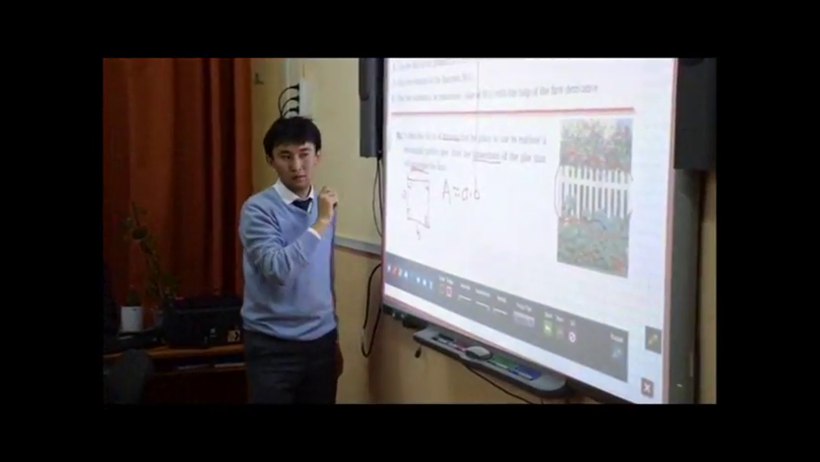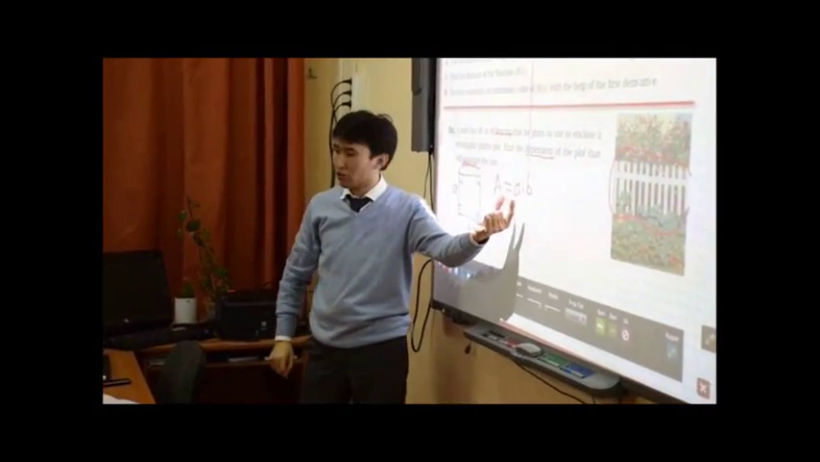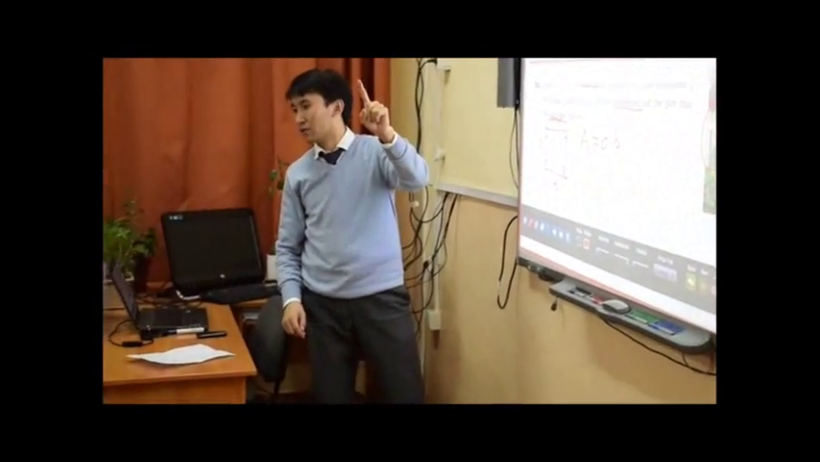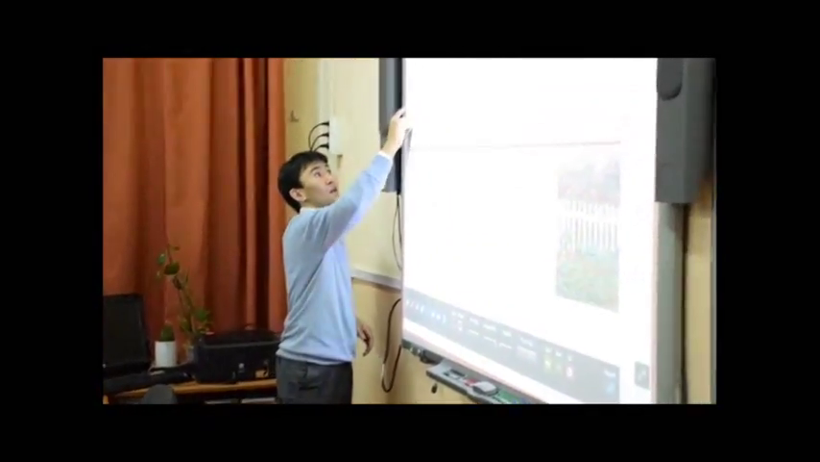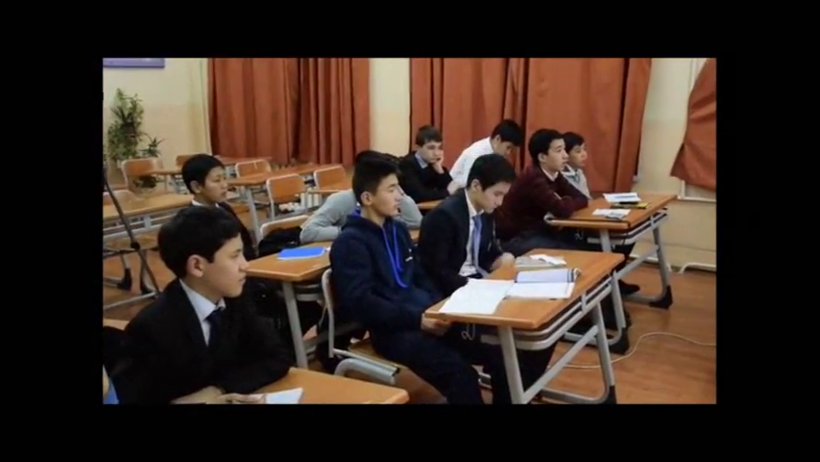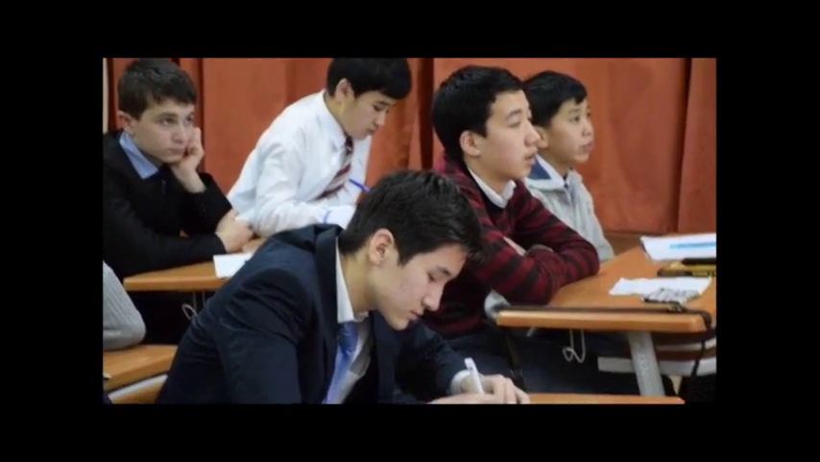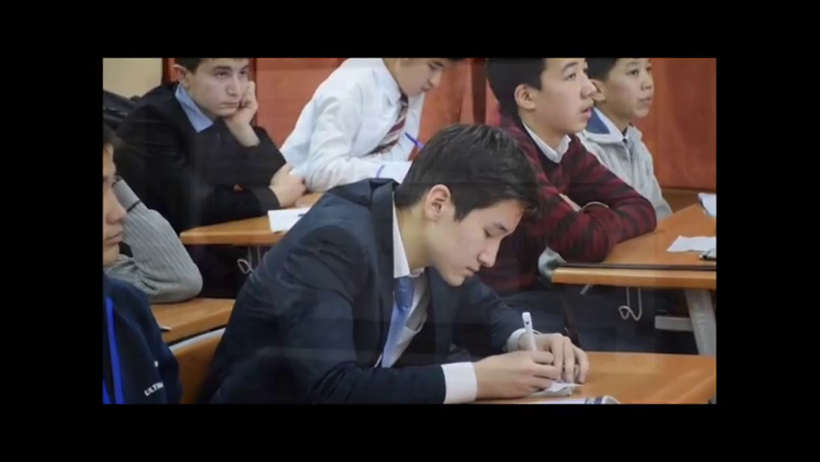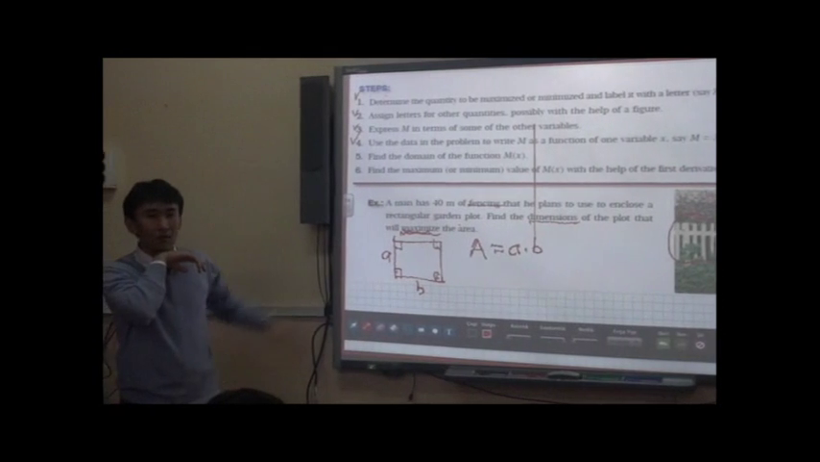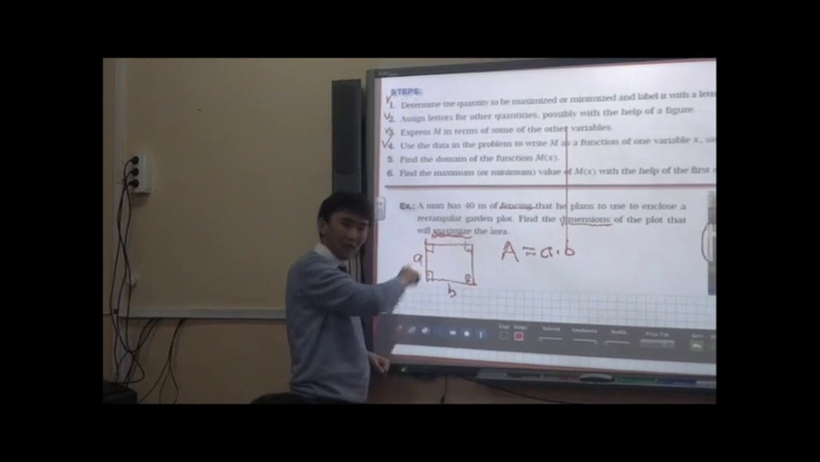Is this clear? Now, here we have A, a quantity that depends on two variables, A and B. But we want only one variable to take the derivative, yeah? Now the next step is use the data in the problem, the given information, to write A as a function of one variable. Here we have two variables. What data is given here? 40 meters, that's correct. The length of this fence is 40 meters.